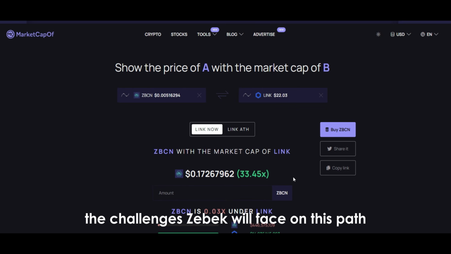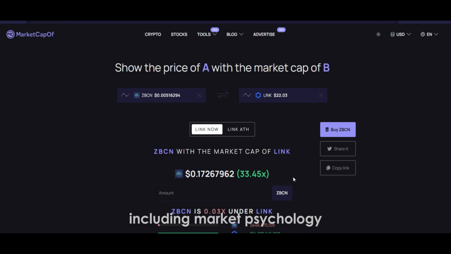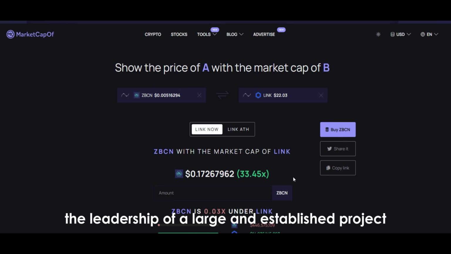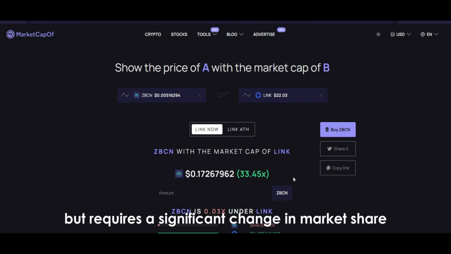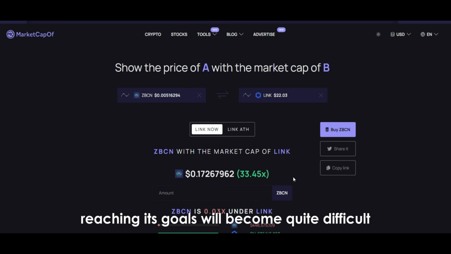The challenges Zebec will face on this path are not only technical but also multidimensional, including market psychology, investor perception, and moves by competing projects. Shaking the leadership of a large and established project like Chainlink is not just about price increases, but requires a significant change in market share. This means deep market analysis, strong marketing strategies, active community management, and technological innovations. If Zebec fails in these areas, reaching its goals will become quite difficult.